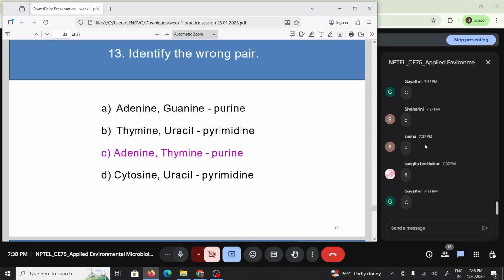Exactly. So we have two things, purines and pyrimidines. Adenine and guanine are purines; thymine, cytosine, and uracil are all pyrimidines. The difference is that in purines you have a six-membered ring plus a five-membered ring in terms of the structure, whereas in pyrimidines you just have a six-membered ring.